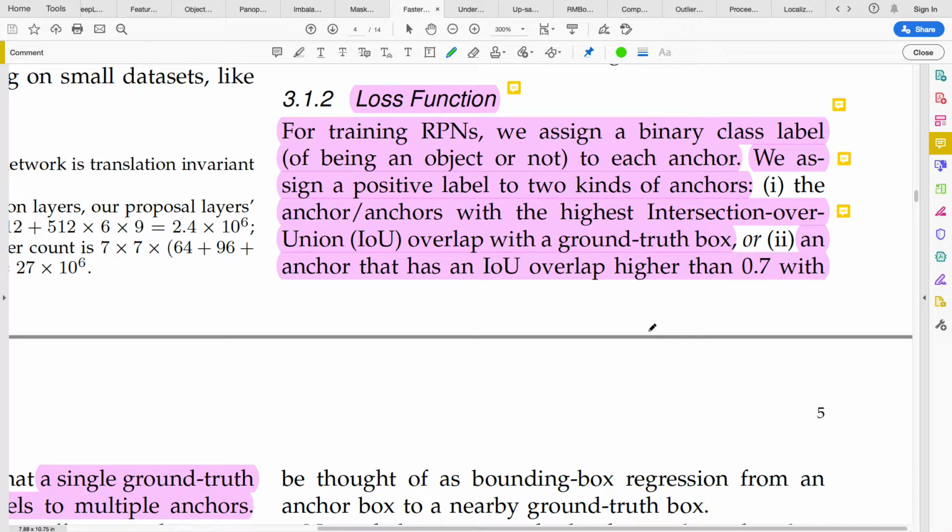Alright guys, welcome to our next tutorial in the object detection series. Today we shall be looking at the Faster R-CNN loss function.